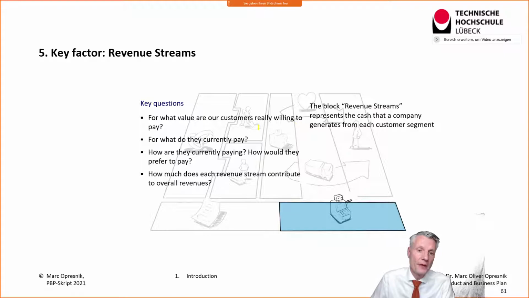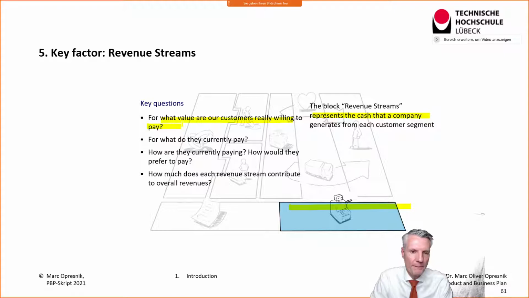Five, revenue streams. This one here, of course, important as well. Everything is important because without revenue, you're becoming insolvent. So the block revenue streams represents the cash that a company generates from every customer segment. So for what value are our customers really willing to pay? Because it doesn't make sense to offer all kinds of services without being paid for that. That can only be a strategy if you want to accumulate in a short amount of time a big bunch of customers to establish a relationship with them.